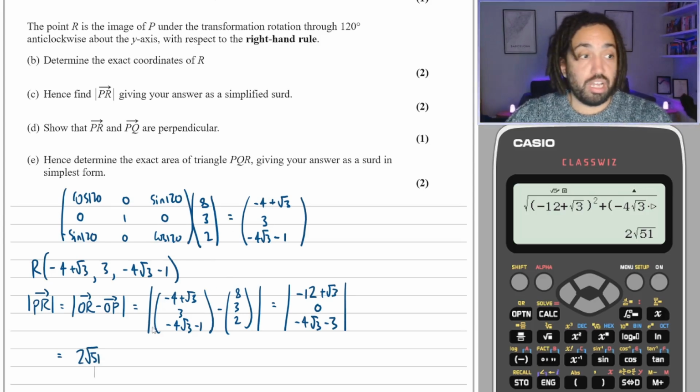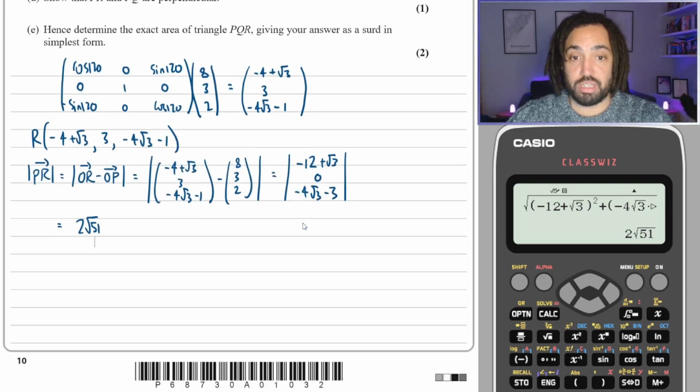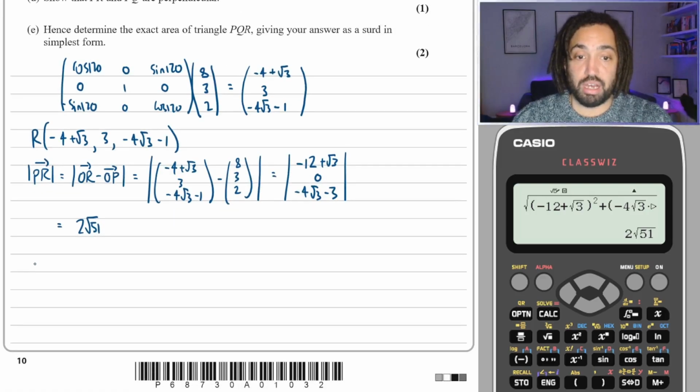Okay, great. Next it says show that those two vectors are perpendicular. Okay, well I know what PR is. I know what that is. And if I dot that with PQ, then I should get 0 if they're perpendicular, because the dot product of two perpendicular vectors is 0.